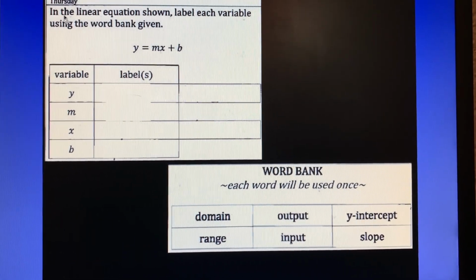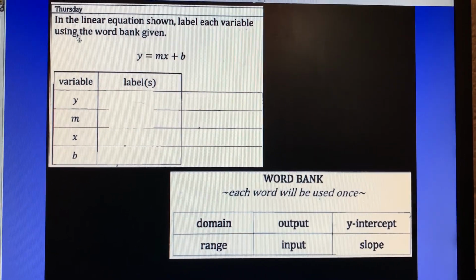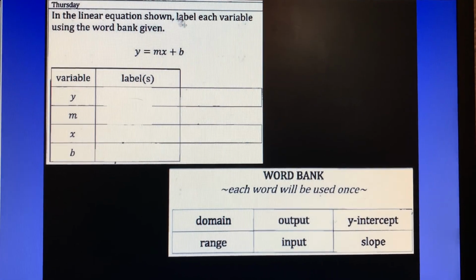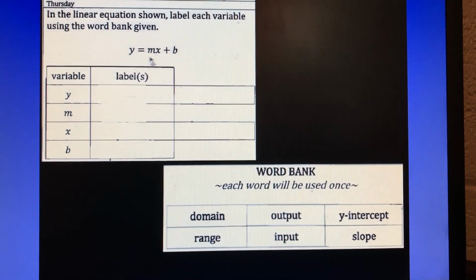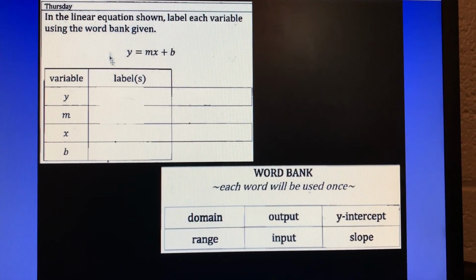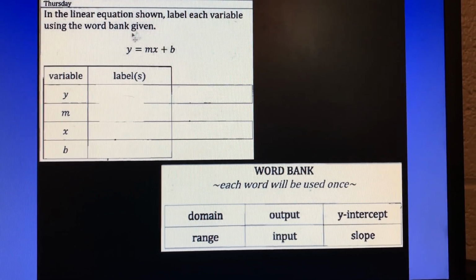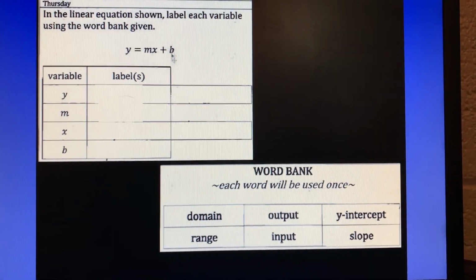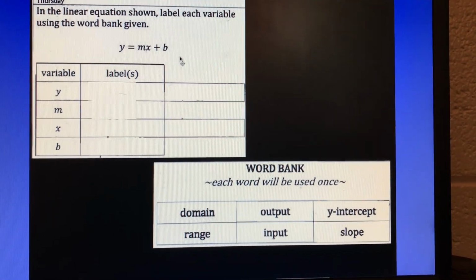And we're here with a Thursday warm-up, so make sure you're seeing which day it always is. So it says, in the linear equation shown, label each variable using the word bank given. Now, this is going to be an equation that you're going to need to know constantly. And this is called the slope-intercept form. And we'll go over this more in other videos, but I wanted to at least give you a quick starter on it. So what can you use?